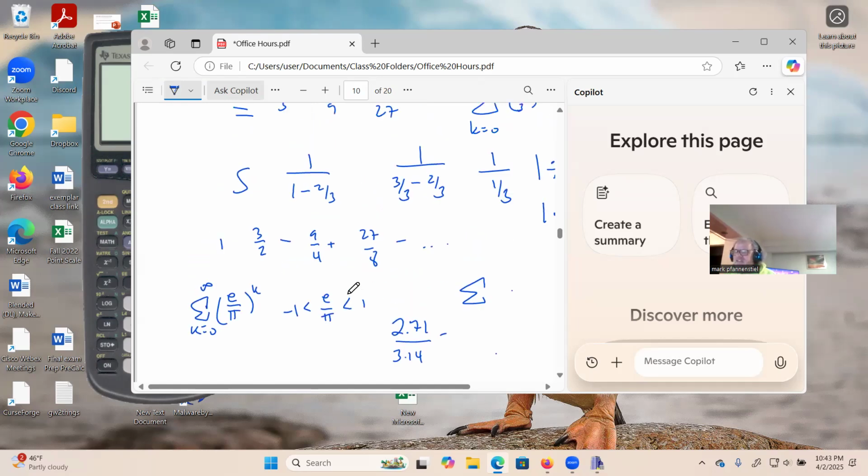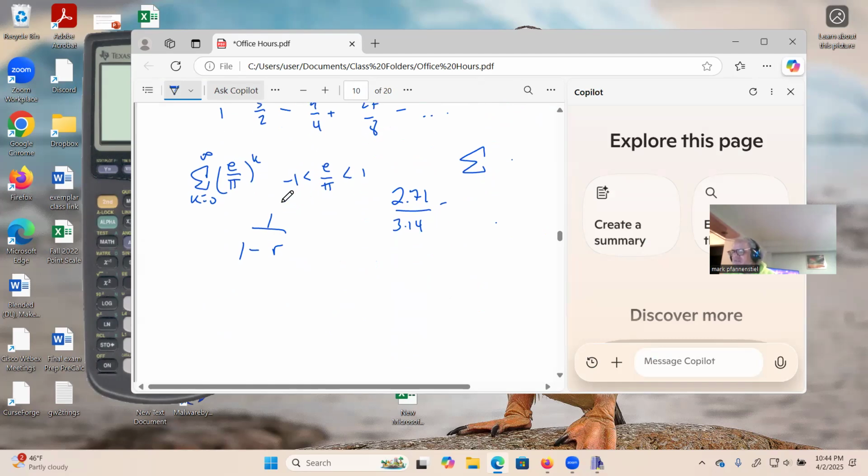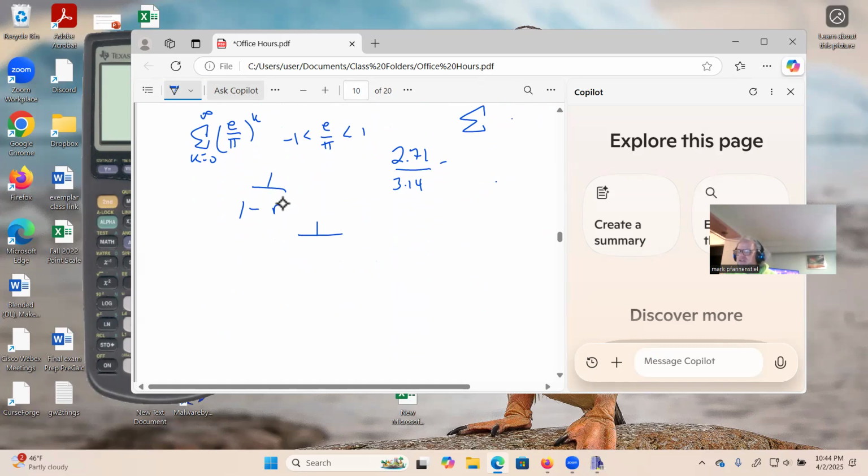If I'm going to add this thing up, we're going to get 1 divided by 1 minus r, right? That's the formula we have for a convergent geometric series. And how do I know it converges? Because my r is between -1 and +1. So we have 1 over 1 minus e over pi. That looks like a delightful fraction. Don't convert it to a decimal. We'll say 1 is pi over pi, a fancy way to write it, so this is 1 over pi minus e, all divided by pi, because that's how fractions work.